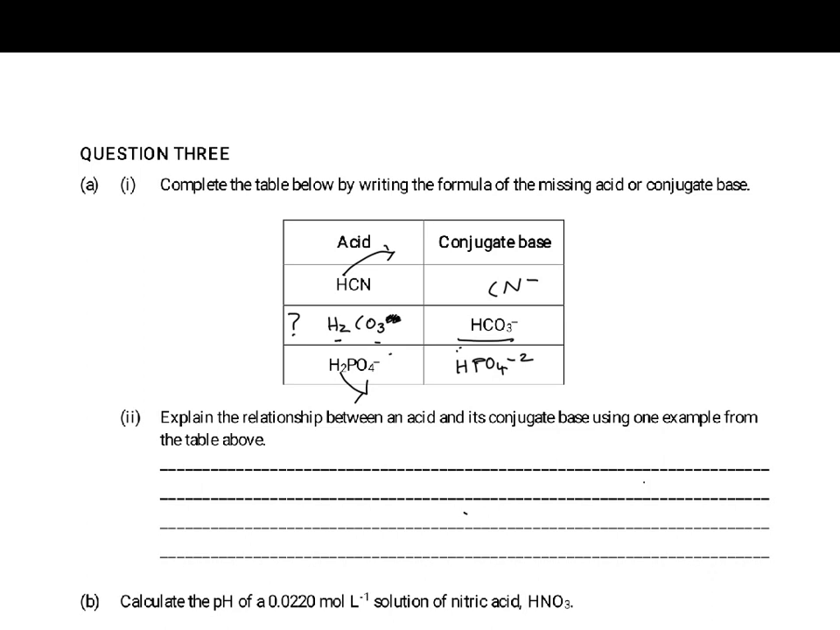So, explain the relationship. They differ by a proton. So, HCN donates a proton to form CN minus. So when it loses its hydrogen, it's left as CN minus.